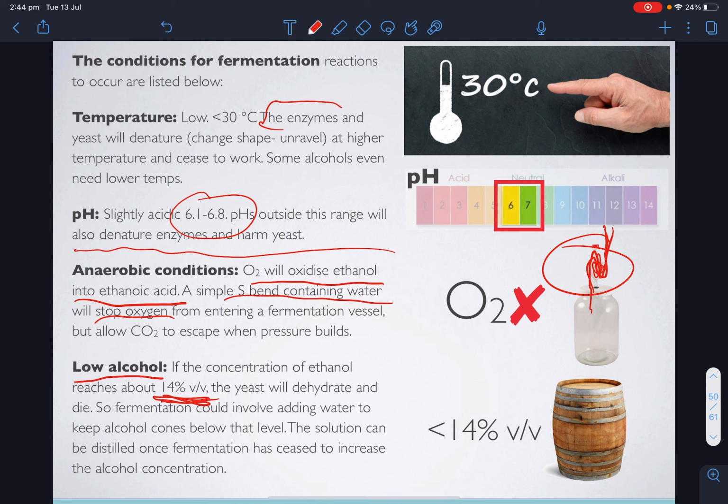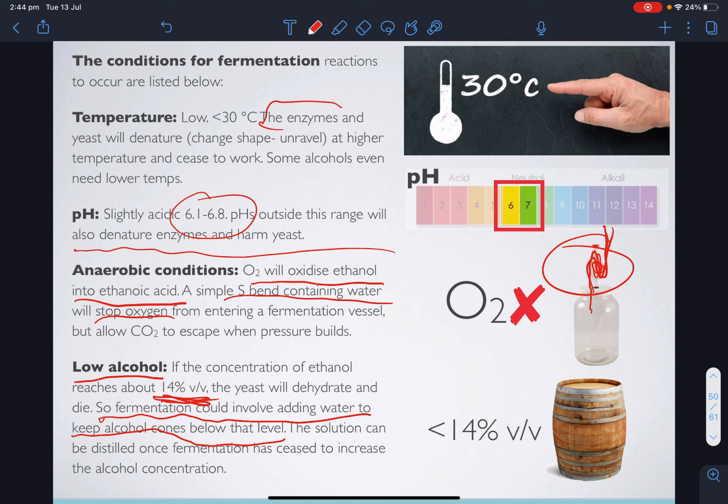Usually, as a rough guide, about 14% volume to volume concentration. Alcohol larger than that is not possible through initial fermentation processes, okay? So one thing that you can do to prevent it from getting so high is, without opening it up and letting oxygen in, add some more water to keep it below that level, okay?